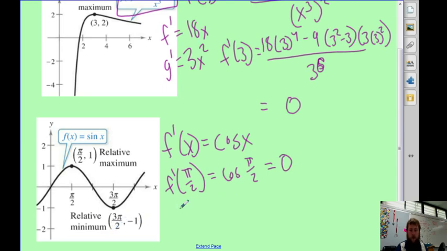Let's try the minimum right here. f prime of 3 pi over 2 is going to be cosine of 3 pi over 2, and if you're looking at your unit circle, that's going to be 0. So the derivative at each of those relative minimums and maximums is going to be 0.